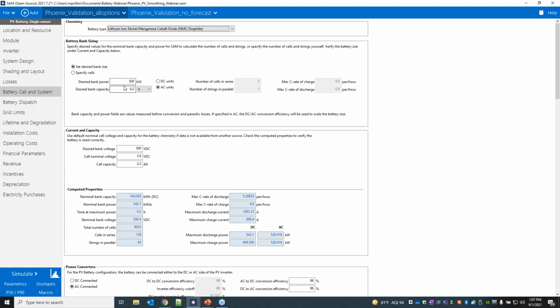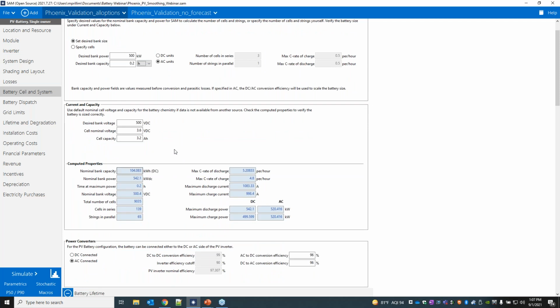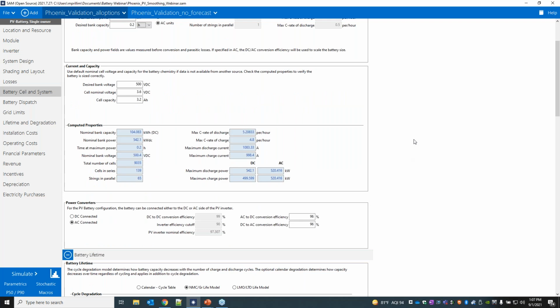Next, you can set your desired size of your system with a kilowatt power definition and either a specified hours of storage definition or total kilowatt hours for your battery system. You can define characteristics of your single battery cells, and then this can lead to computed battery properties of the actual performance, actual capacity and power of your battery, depending on how many cells are needed to meet your desired power and capacity. And you have DC and AC definitions of that power as well.